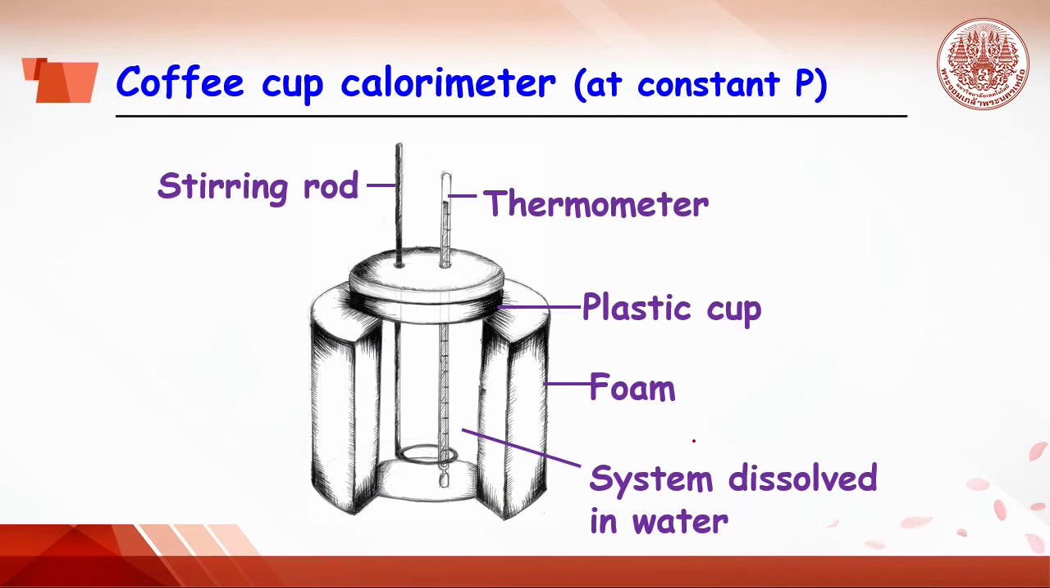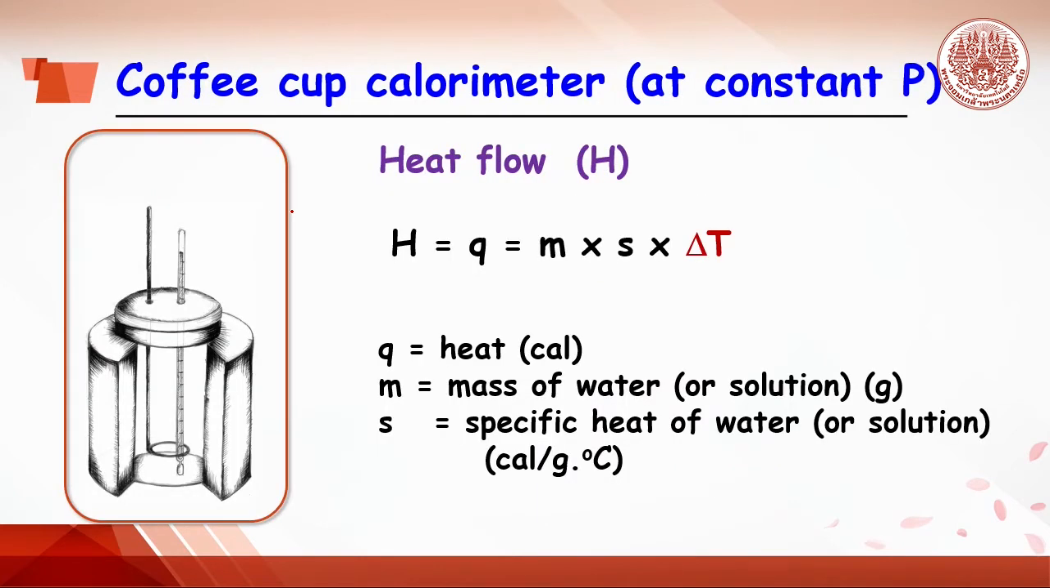In this experiment, a coffee cup calorimeter is selected to measure the heat in acid-base reaction or heat of neutralization. The coffee cup calorimeter basically consists of styrofoam to insulate the heat and the plastic cap with holes to insert thermometer and stirring rod. When a chemical reaction occurs in the calorimeter, the heat of the reaction can be detected by the change of temperature.